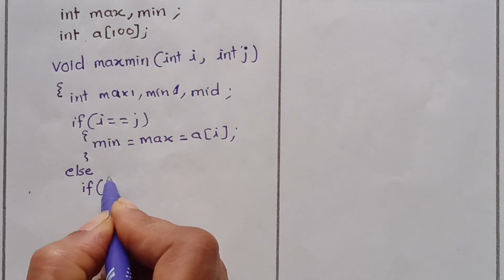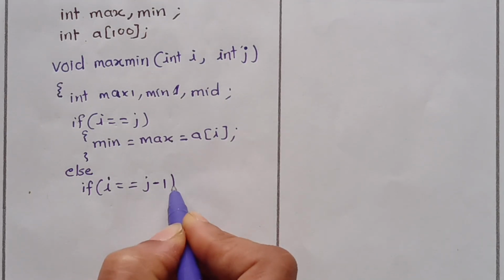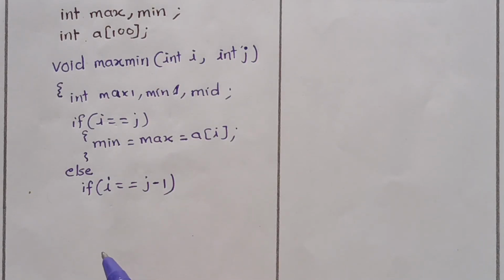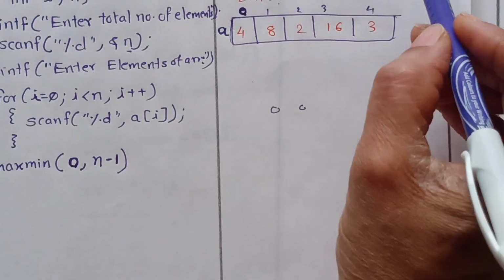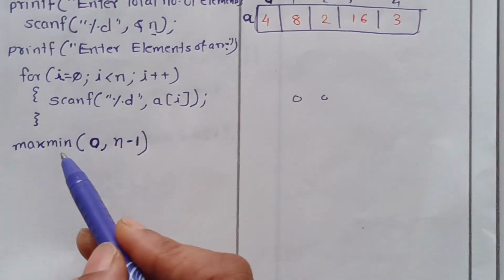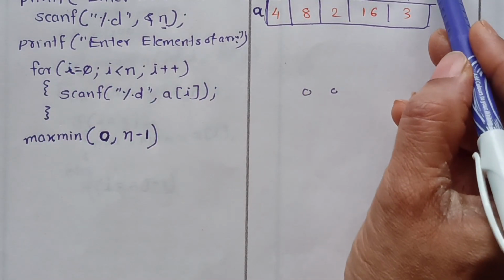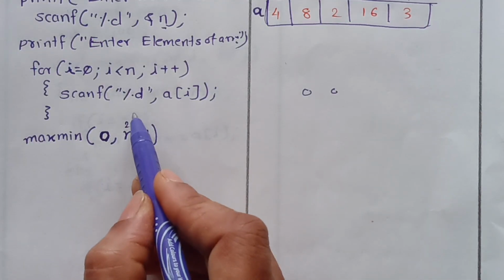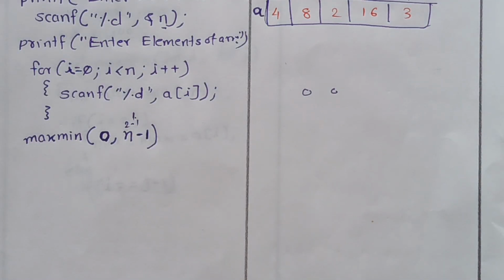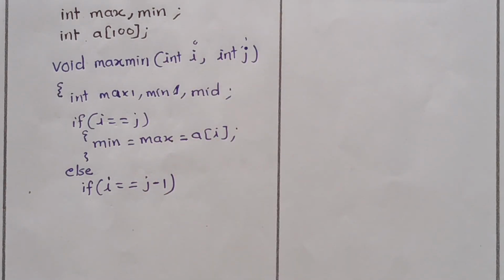If i == j - 1, that is, if there are two elements, then what do you have to do? You have to check. See here, why are you taking j minus 1? Suppose in the main function we enter the total number as 2. When you call the max min function, you pass 0 and n minus 1, where n is 2. So 2 minus 1 becomes 1, and we pass 0 and 1 here. So the i value will be 0 and the j value will be 1.